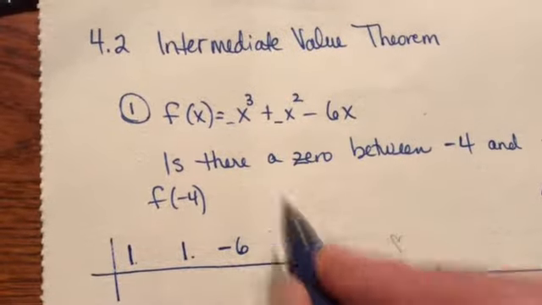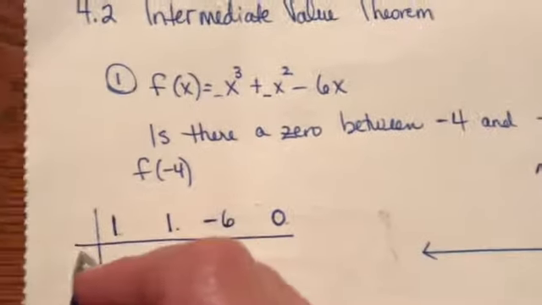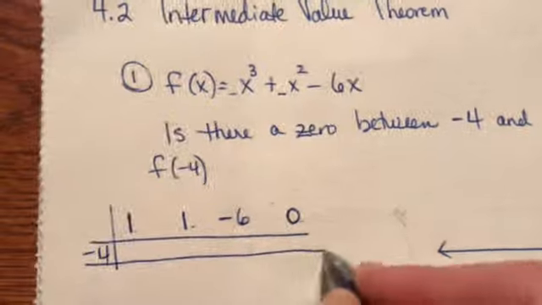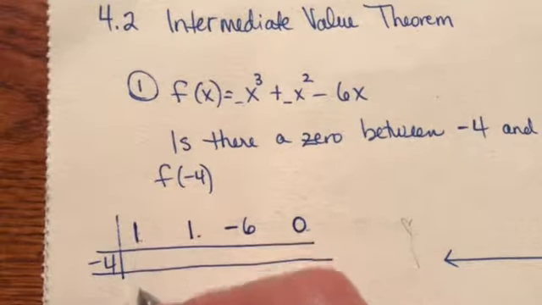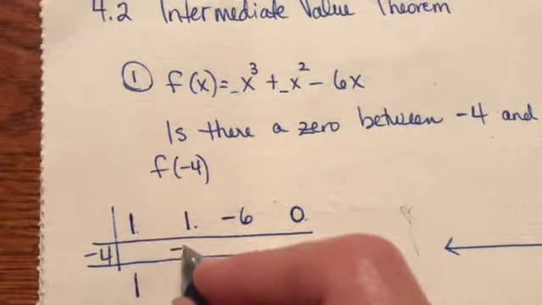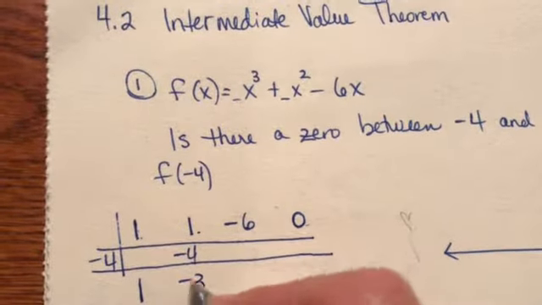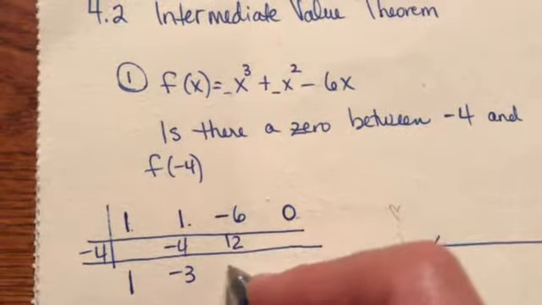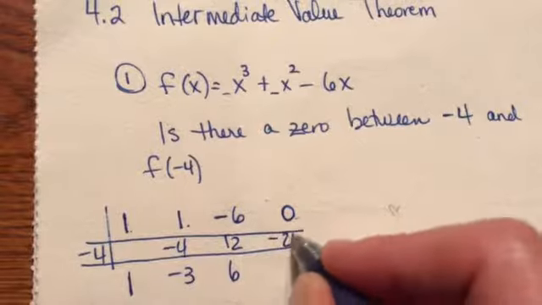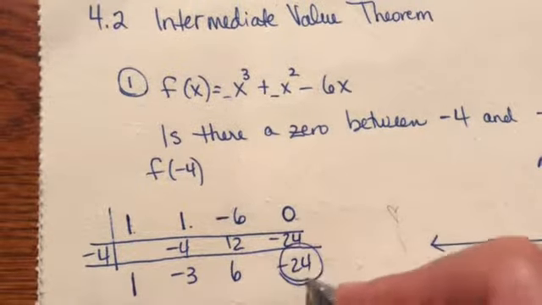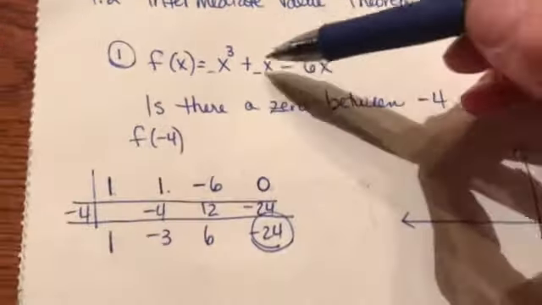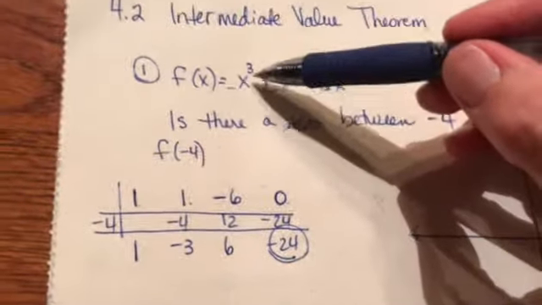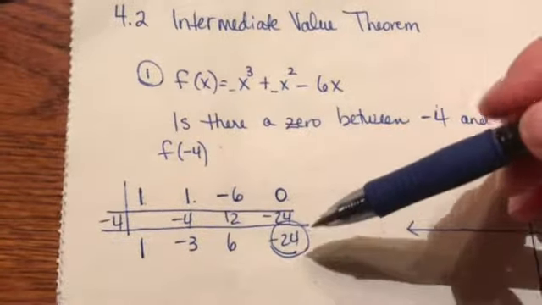So if I'm going to do this and I want to try what happens at -4, I'm going to plug this in and watch what I get. Whatever this value is, you drop it straight down and then you multiply on the diagonal. And then add up and down and then multiply on the diagonal. So that gives me a value of -24. And by the way, if you would plug a -4 in there, you're going to see you're going to get that same value.